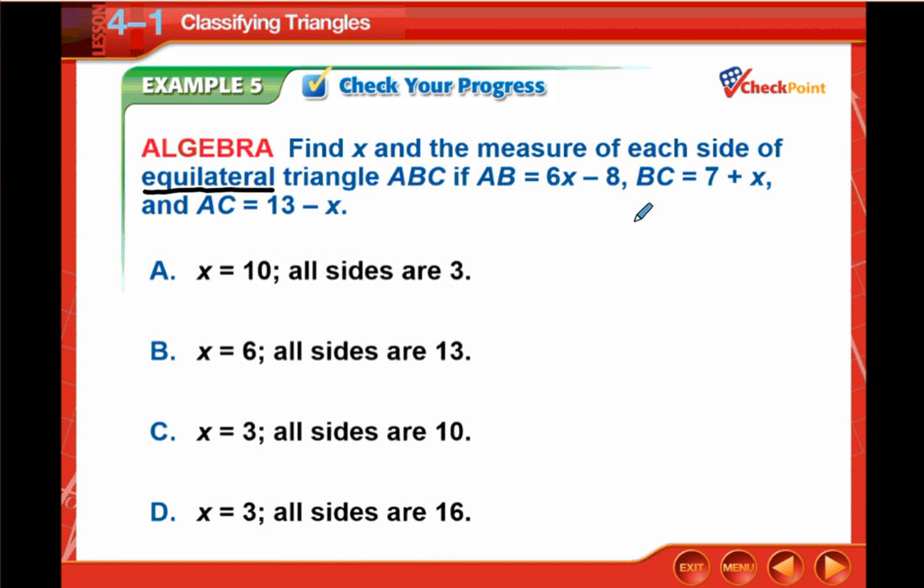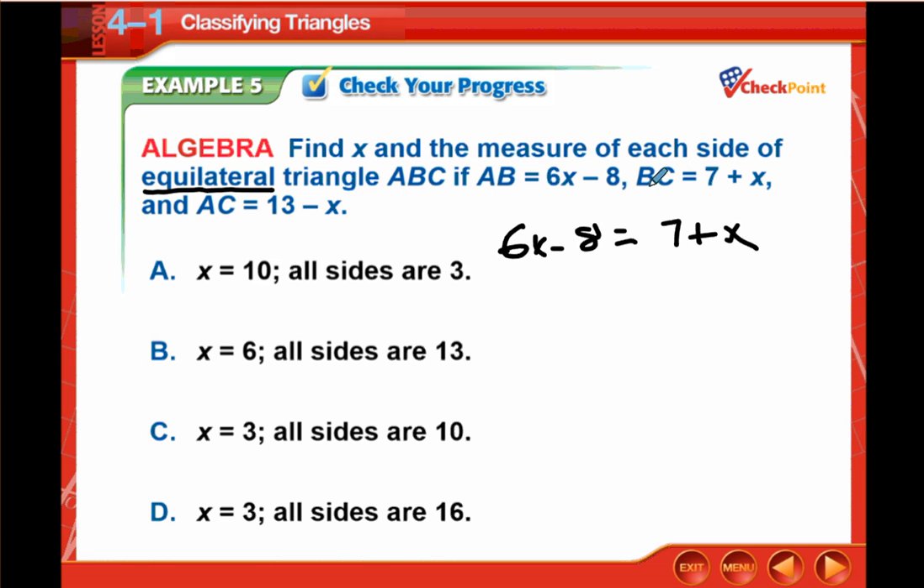Okay, so we want to write some sort of an equation, and it turns out there's actually multiple equations we can write here. I know that all three of these sides must have the same length since the triangle is equilateral. So there's more than one equation that I can actually write. I know that AB and BC must be equal in length, so I can write that 6x minus 8 is equal to 7 plus x.